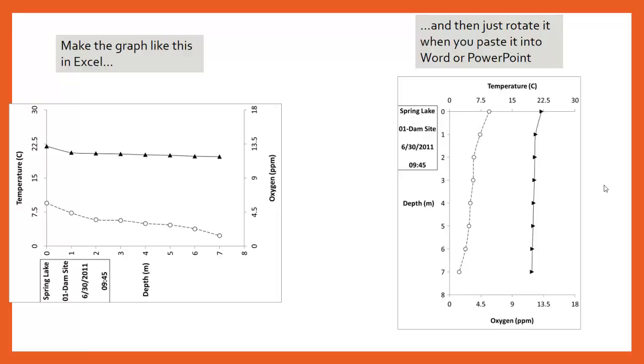So if you look on the left, this is what the graph actually looked like when I built it in Excel. And so all the text, all the numbers, everything is rotated 90 degrees. And if you look at it this way, you see depth, which is the independent variable, is on the x-axis, and temperature and oxygen, which are the dependent variables, are on the two separate y-axes. But then on the right, you see what happens when we just paste it and rotate it. Now we've made that profile graph like we want, and it looks great.